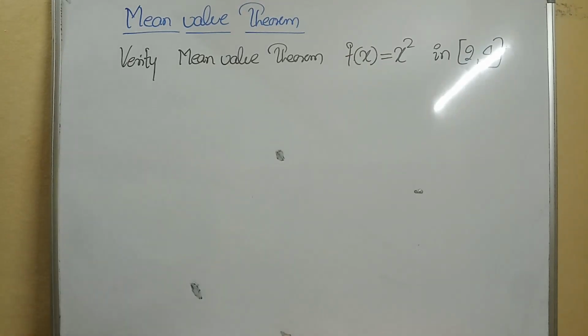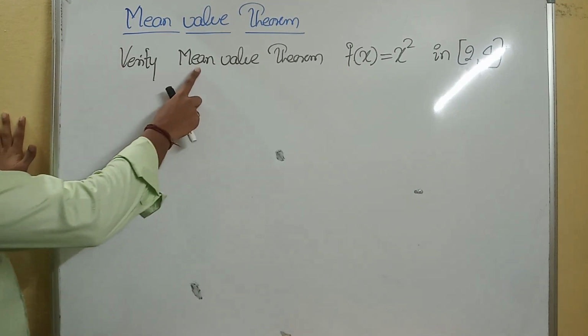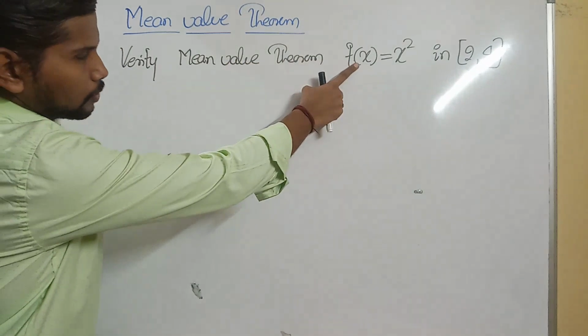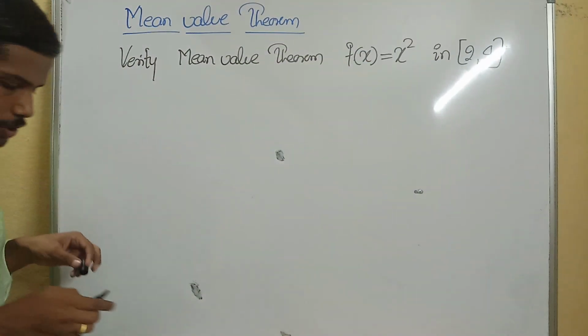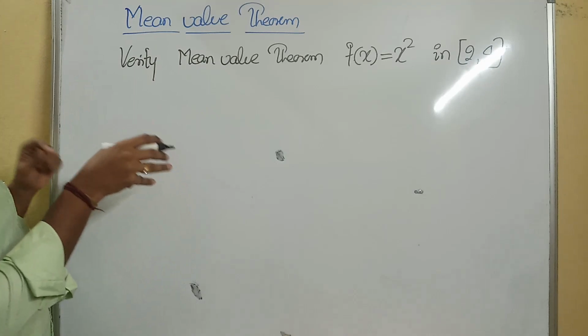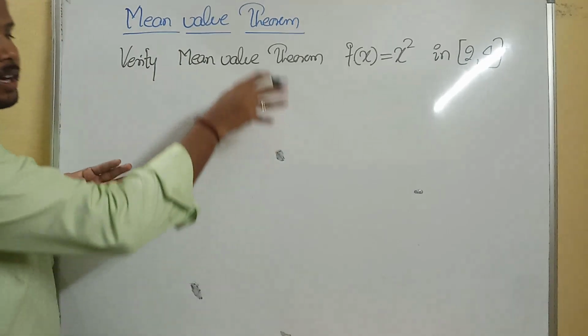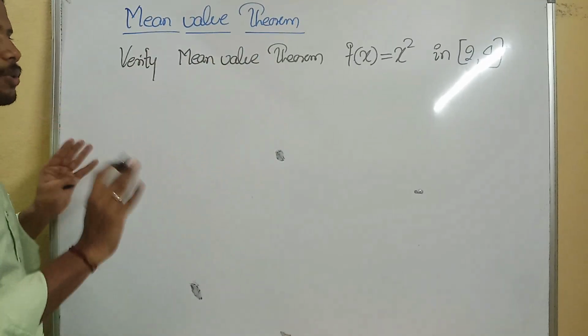Concentrate on the board. I'd like to discuss an example about the mean value theorem. Verify the mean value theorem for the function f of x equal to x square in the interval 2 comma 4. Initially it will not be given as verify LMVT or verify Rolle's. We need to understand it.